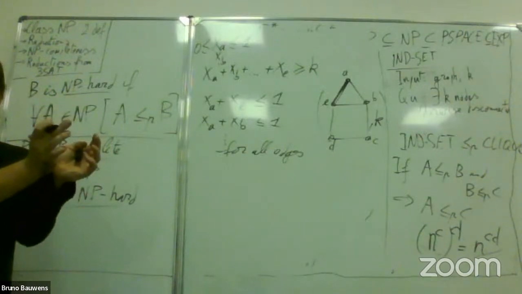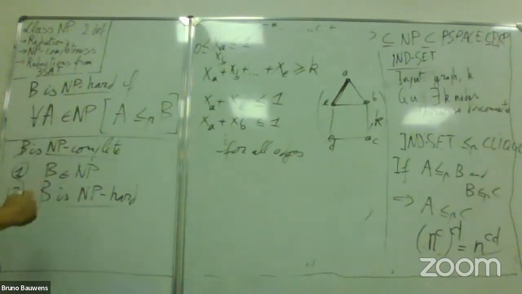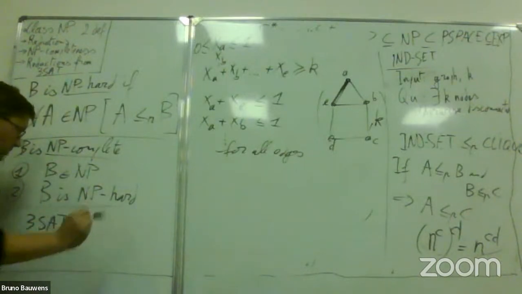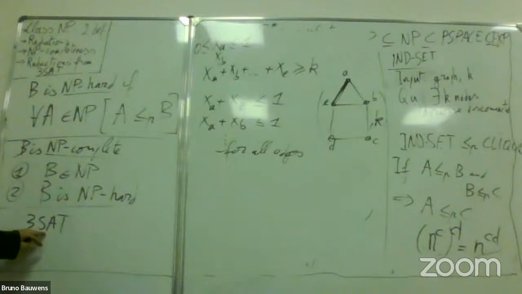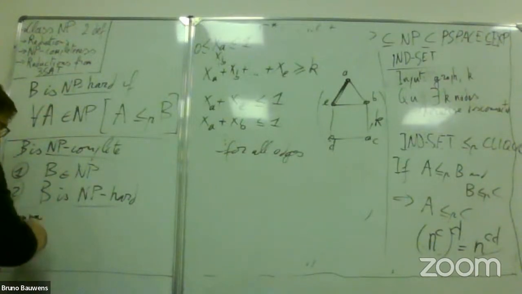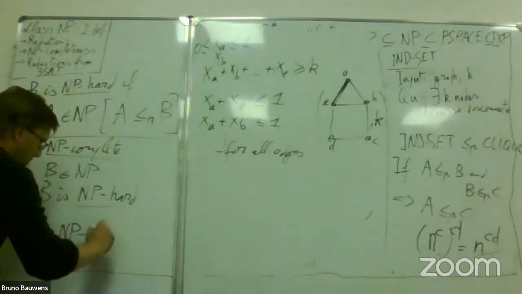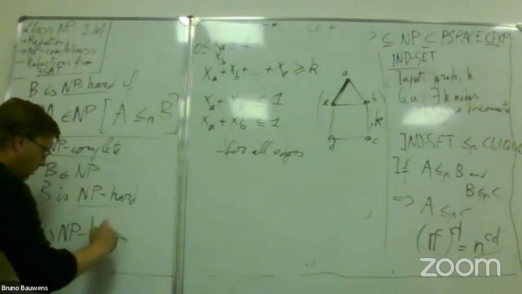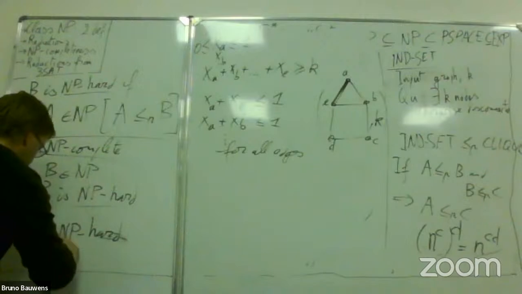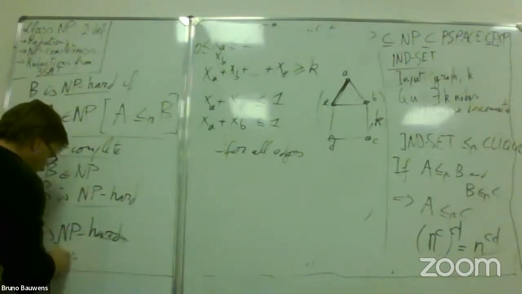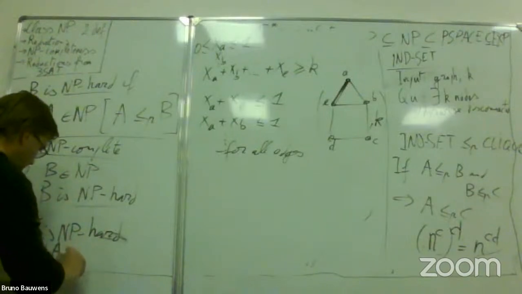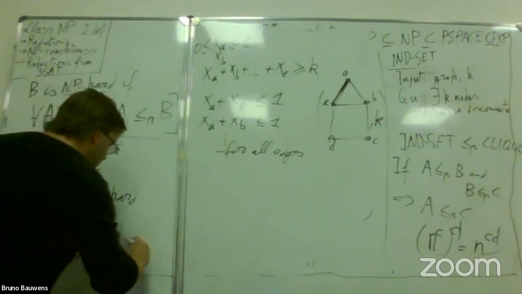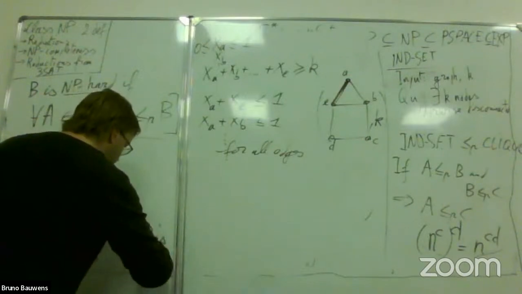Maybe you heard about it in another course. It's called the 3-SAT problem. So this is our first problem. I will say soon what it is, but what is the property that we use? A little lemma: if A is NP-complete or NP-hard, and A reduces to B, then B is NP-hard.